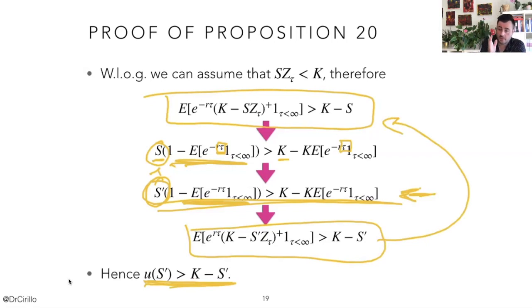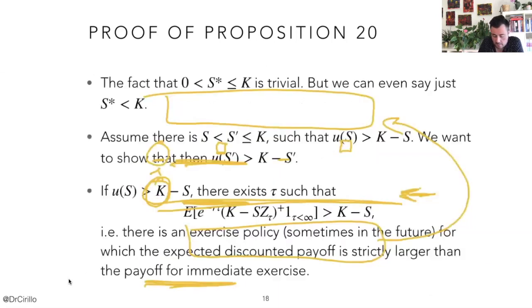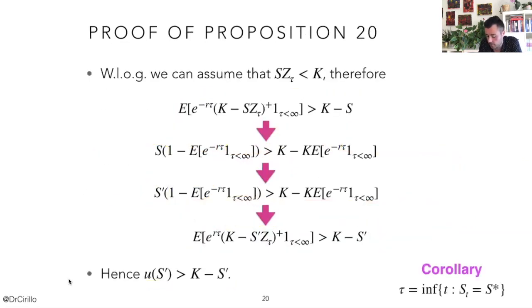So if you have a given price level for which you have not exercised, you will not exercise for all the price levels that are larger, up to K. The idea is that if there is an optimal price level, then you will only exercise if you are equal to or smaller than that price level. In reality, we have a nice corollary, with exactly the same type of intuition we had for proposition 19. The corollary tells us that we will exercise as soon as S_t, the price process, touches S star. So we will not necessarily wait to be below. As soon as we touch it, we exercise. So that will be our strategy.